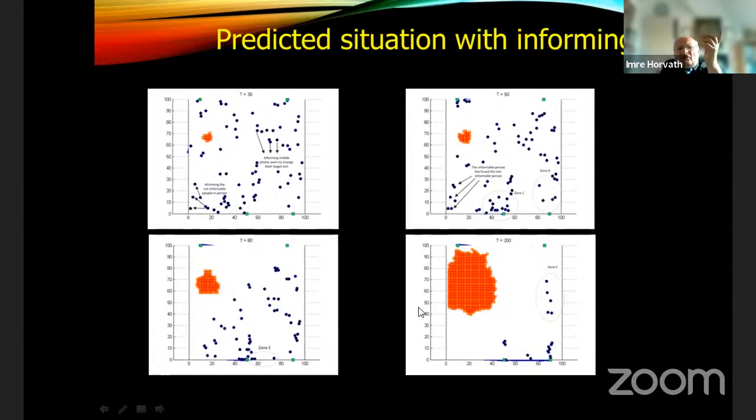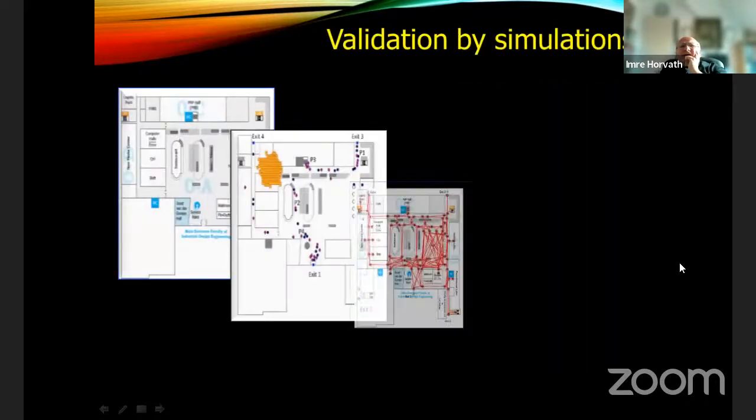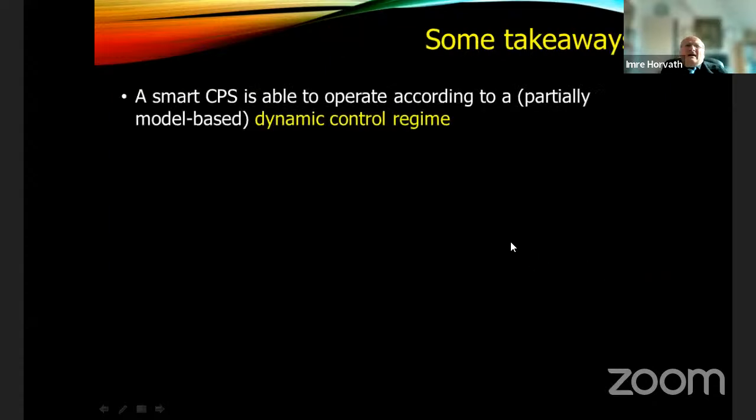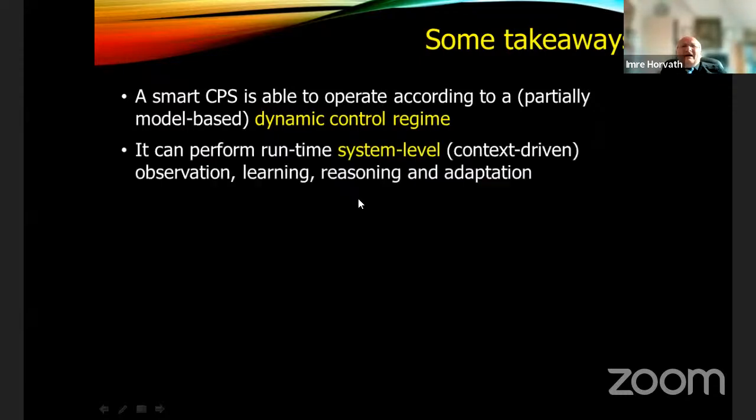So if you compare it with the previous slide, much less individuals were left in that. So this is what we did, and some takeaways. The second example is also a good representation of the need for a dynamic control regime when the traditional control techniques are not possible.